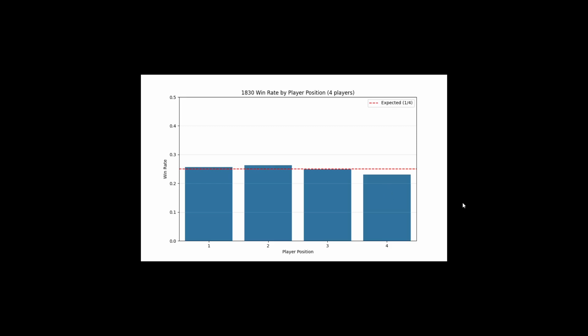The next thing that we looked at, beyond your seeding order, was whether the privates you have affect your win rate. And this is something where I would expect there to be quite a significant relationship. So that's this graph here.